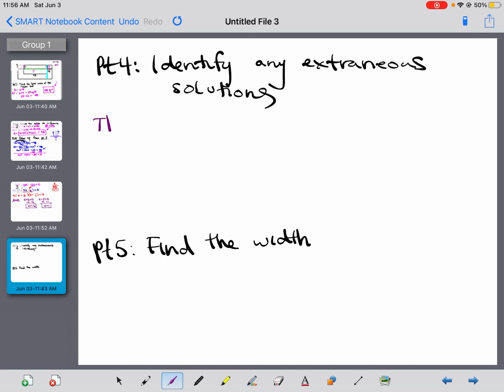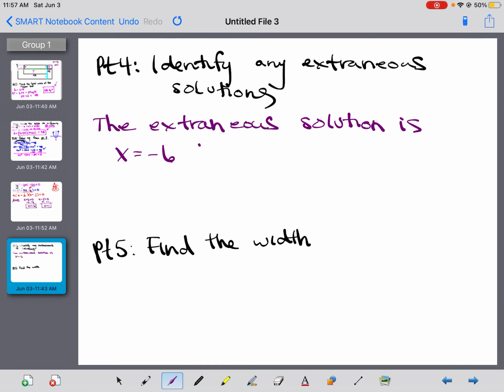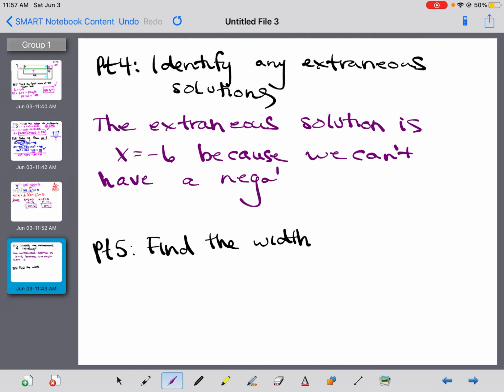Okay? So formally, I would just rewrite it like this. The extraneous solution is x equals negative 6 because we can't have a negative length. Okay, so that's going to get me full credit on this problem. So tell me what it is and tell me why.